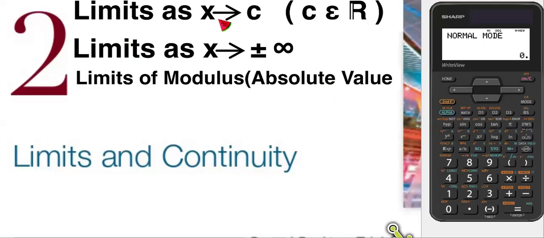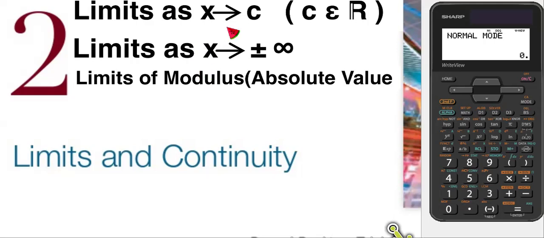So limit as x approaches a constant, a number. We did that, and we also checked the square roots, cube roots, whatever. Limit as x approaches infinity, plus or minus. We saw that yesterday, and some modulus. All right, so we're going to look at the tough cookies.